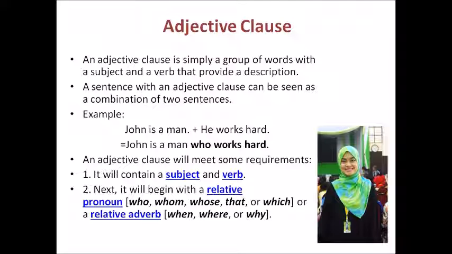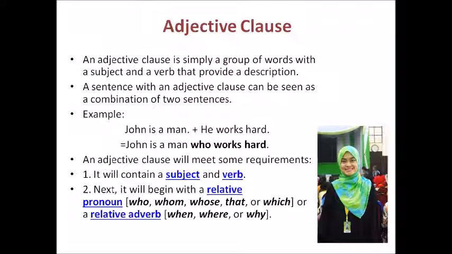For example, John is a man. He works hard. John is a man who works hard. In this example, we can see that "John is a man" is combined with "he works hard" with an additional "who" in the middle of the sentence.